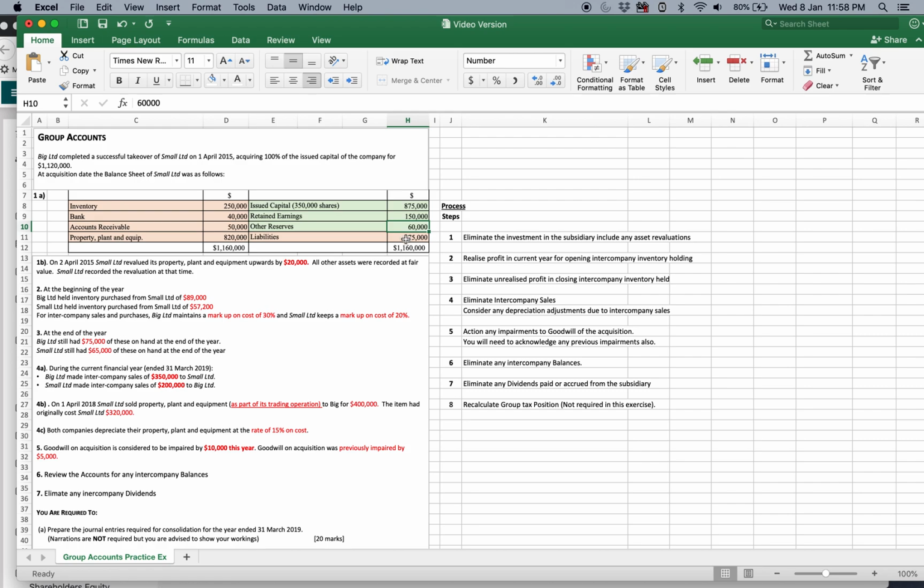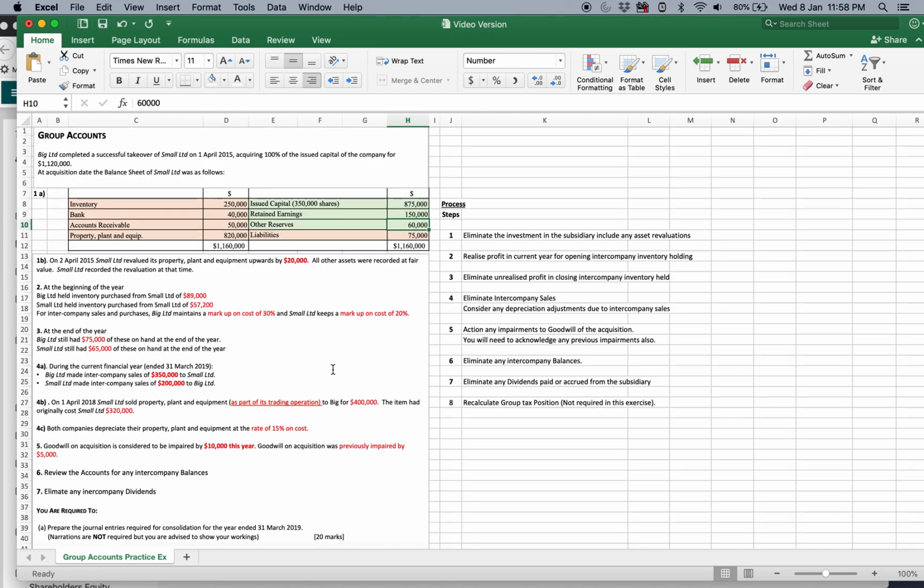Just to make it a little bit more tricky, also the property that we acquired from them was revalued upwards by 20,000. So we need to also acknowledge that. So we eliminate the investment in the subsidiary, and include any asset revaluations. Okay, so let's have a look at how we bring that first journal in.